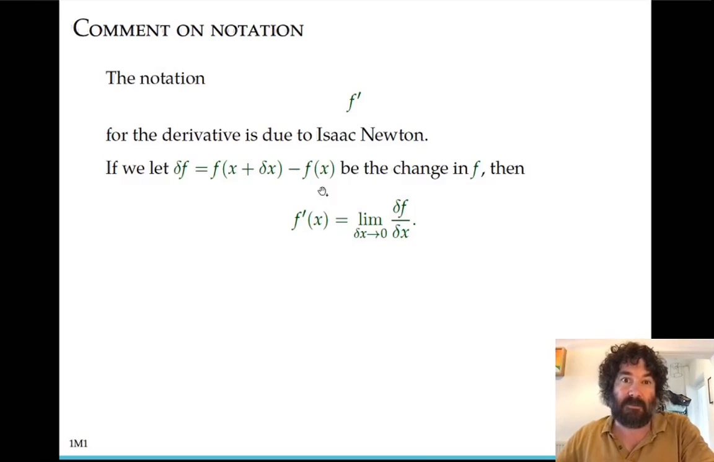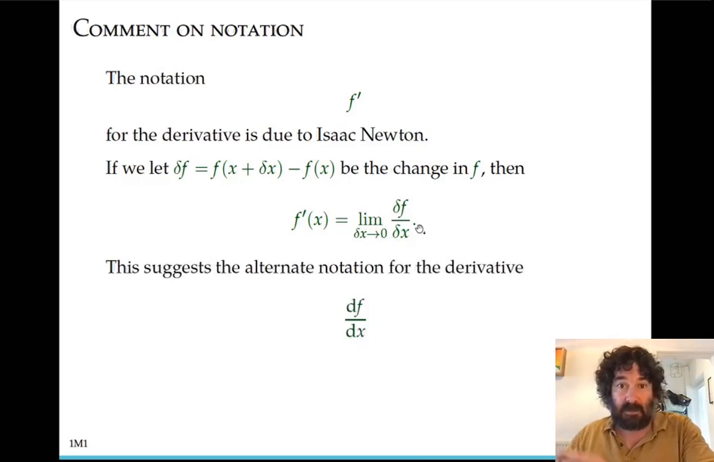So if we define this delta f to be the change in the function f given by the change in x from x to delta x, then this limit definition of the derivative is the limit as delta x goes to 0 of delta f divided by delta x. So change in f divided by the change in x. And this suggests a different notation, which is very commonly used: the derivative of f, df divided by dx.